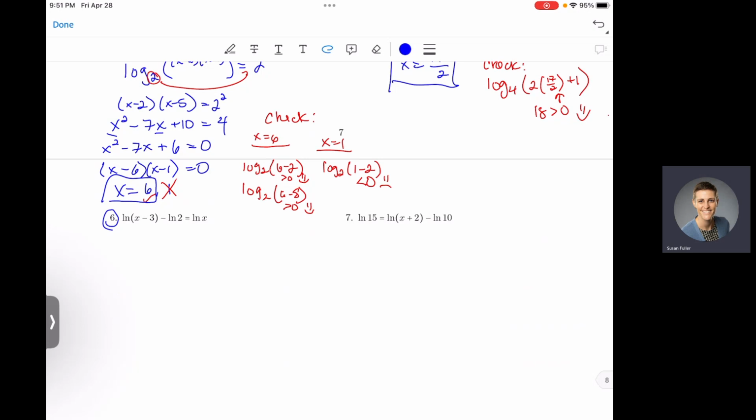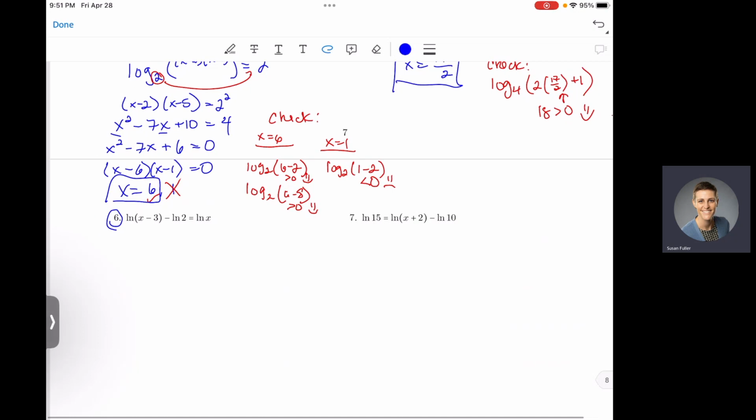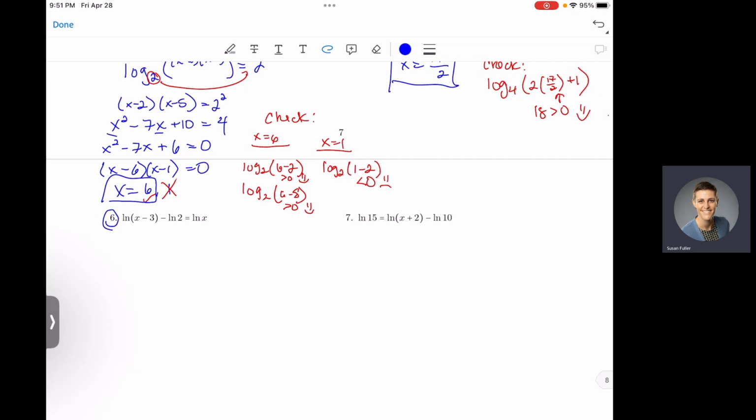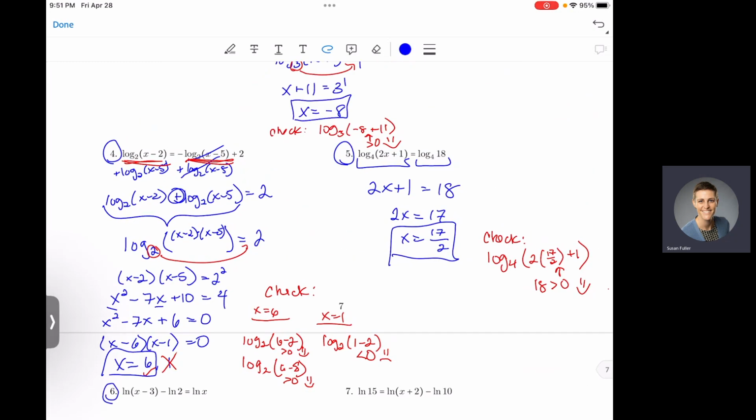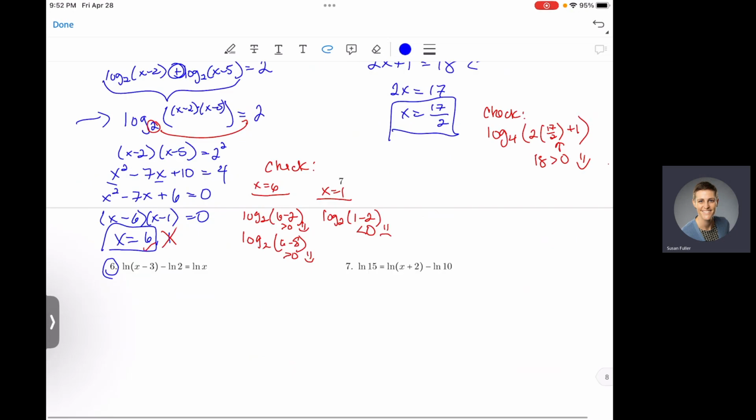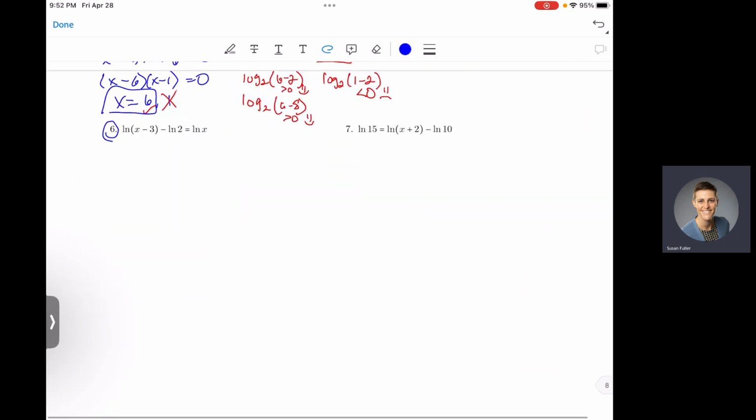If you wanted to, you could put all of your logs onto one side and combine everything into a single log, and then you would have one log with a 0 on the other side, and then you would rewrite it in exponential form. But I like to go to case 2 if I can. I think that most people do better with just setting things inside the logs equal. Just generally, that tends to be an easier process than rewriting in exponential form. But this is a choose your own adventure. You'll get the same answer either way.